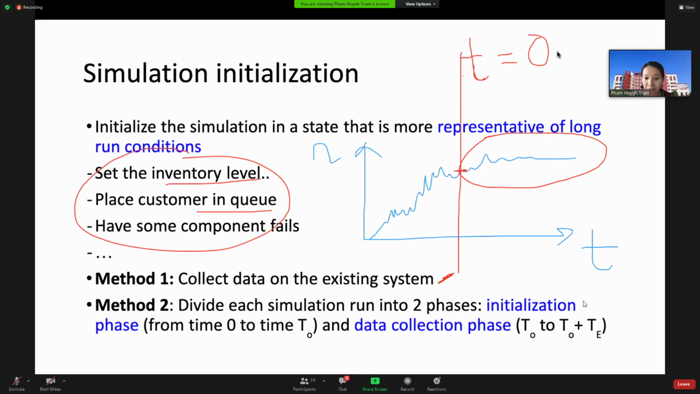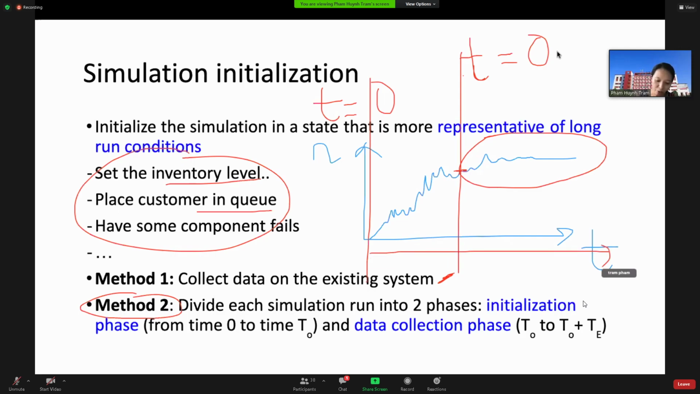However, the more common method here is the second one. We just run our simulation as usual. Okay, so we run our simulation from here. And we accept that when our simulation starts, there is nothing in our system. Okay, no customer, machine is idle, no inventory. Just run as usual. No setting initial condition here. But we will allow it to run.